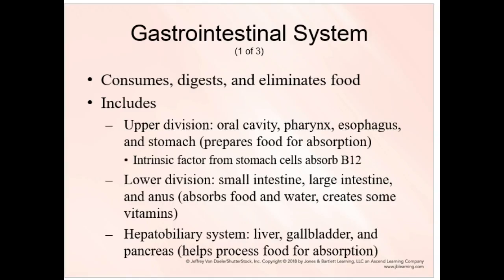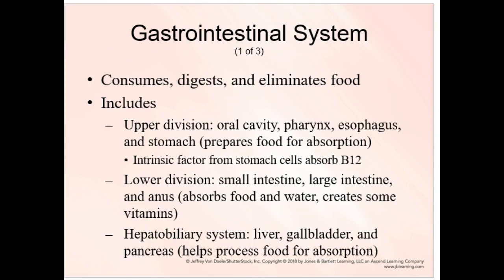So, GI system digests and eliminates foods. Basically, that's it. So, upper division is oral cavity to stomach. We talked about pharynx and esophagus. One thing I want to note is the intrinsic factor from stomach cells helps to absorb B12. And this is potentially an issue with some patients who have to get B12 shots because they have to bypass the stomach so the B12 can be absorbed directly. Otherwise, it's destroyed in the acidity of the stomach and not absorbed because of that intrinsic factor.